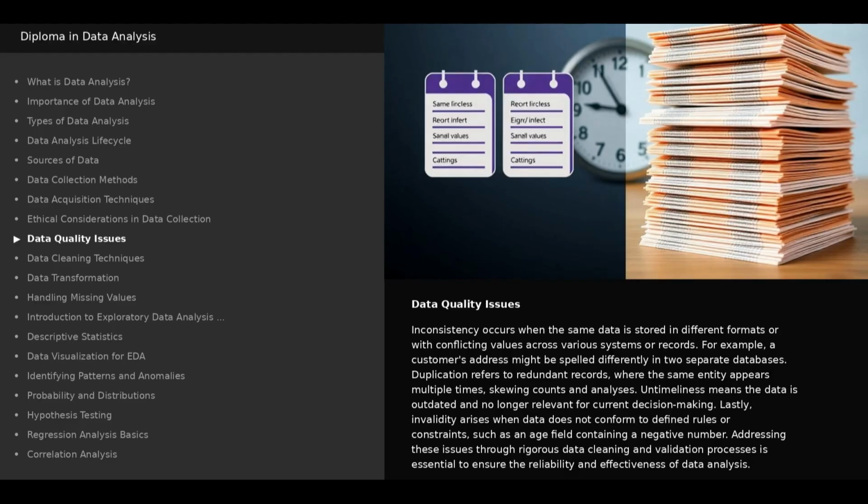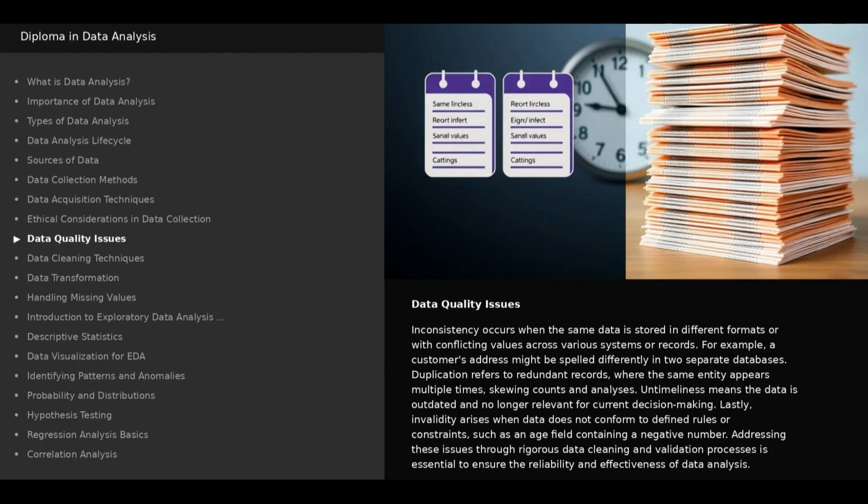Inconsistency occurs when the same data is stored in different formats or with conflicting values across various systems or records. For example, a customer's address might be spelled differently in two separate databases. Duplication refers to redundant records, where the same entity appears multiple times, skewing counts and analyses. Untimeliness means the data is outdated and no longer relevant for current decision-making.